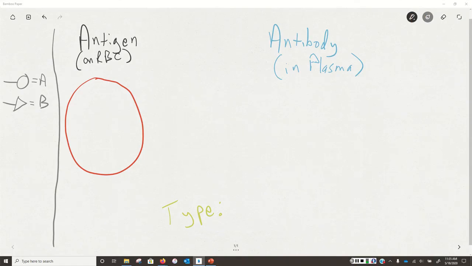So first I want to talk about some terms that we're going to be using a lot, and the first is antigen. Antigens are proteins and in some cases carbohydrate protein combinations that are found on the surface of every cell in your body. But in this chapter we are specifically talking about very, very specific antigens found on the surface of your erythrocytes, on your red blood cells.